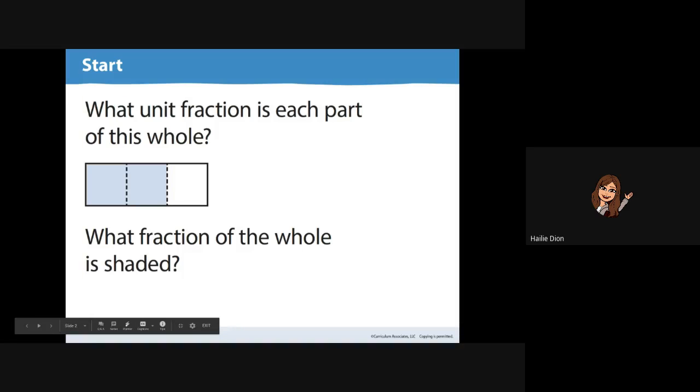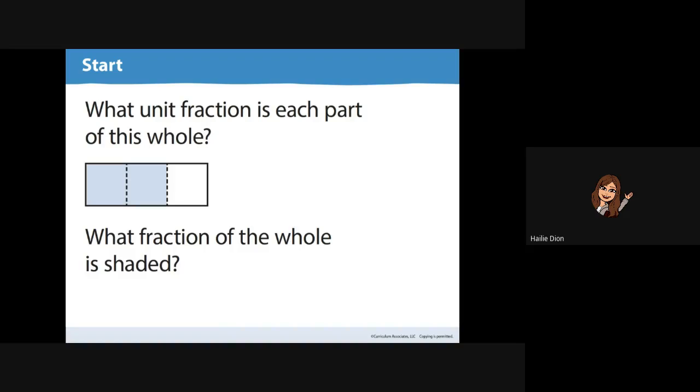So to start off, what unit fraction is each part of this whole? Now remember, a unit fraction has a 1 in the numerator, and whatever total number of pieces this model has is our denominator. A unit fraction, you still need a numerator and a denominator. That was an issue I saw on the independent practices last week. You saw the word unit fraction, and you just put an answer of 1. That's not correct because you need the denominator for it to be a fraction.